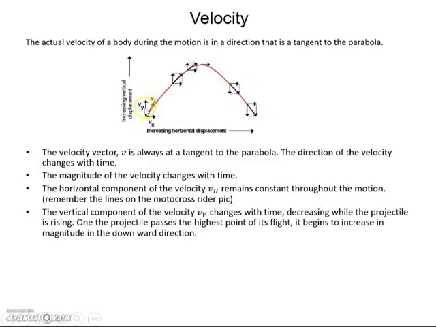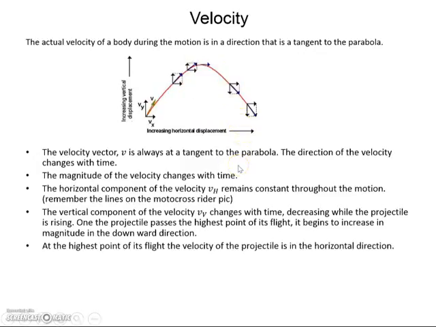Now the vertical component of that vector, Vy, or V for vertical, changes with time. It decreases while the projectile is rising, so it starts going up a big bit, a little bit less, a little bit less. Once the projectile passes its highest point, it then increases in the downwards direction, so it changes as it goes. Now at the highest point of its flight, the velocity of the projectile is only in the horizontal direction, because it's reached its turning point. It's not moving either up or down for a split second, so the only motion it would have is straight in that horizontal direction.